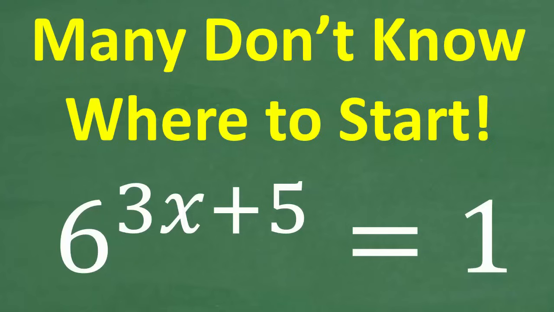6 to the 3x plus 5 power equal to 1, and we're trying to solve for the variable x. Well, a lot of people are going to look at this and say, I just don't know where to start. But if you don't know how to solve this equation, I'm going to show you exactly how to solve this equation.